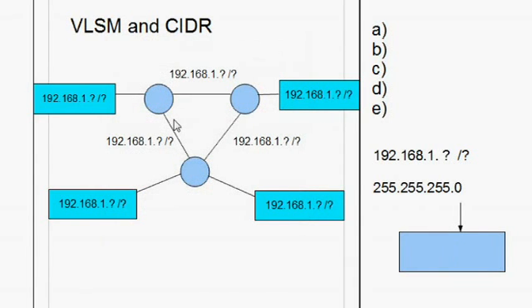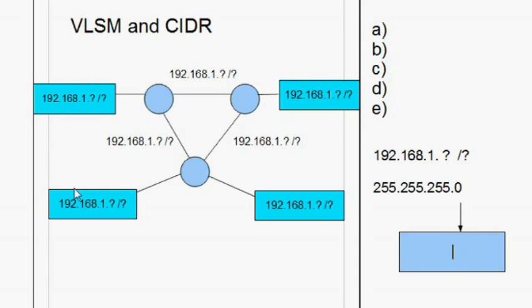Okay, this is my first attempt at a tutorial on variable length subnet masks for the Cisco CCNA and understanding subnetting when it's a variable length subnet mask. So I'm going to try to explain this and we'll see if it works out.